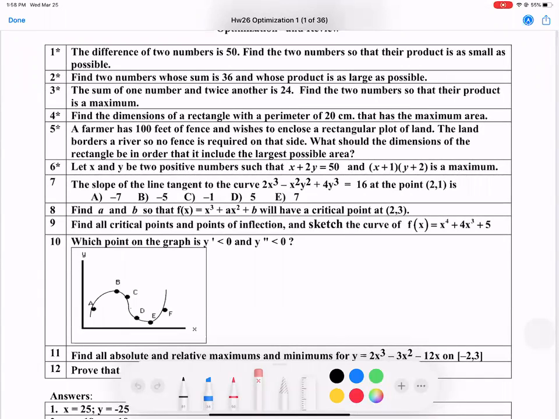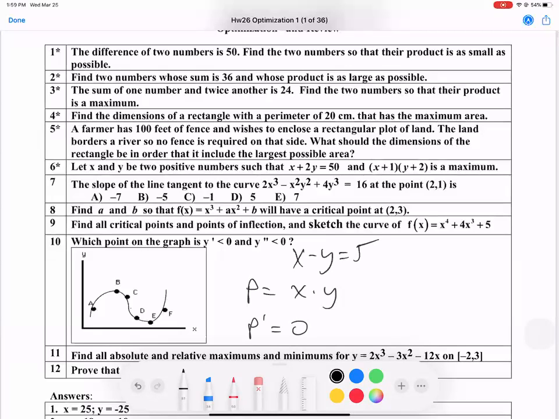Question number 1: the difference between two numbers is 50. So I'd say x minus y is equal to 50. Find the two numbers so that their product is as small as possible. So x times y is going to be as small as possible. That's our product, let's call that p. We want p as small as possible, so look for the derivative, p prime.